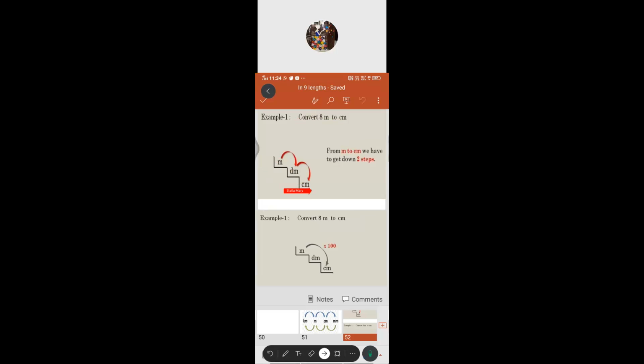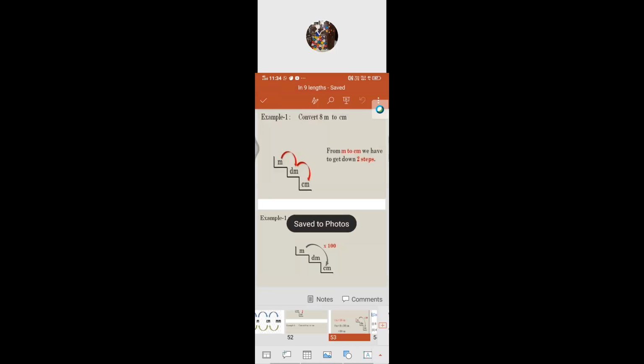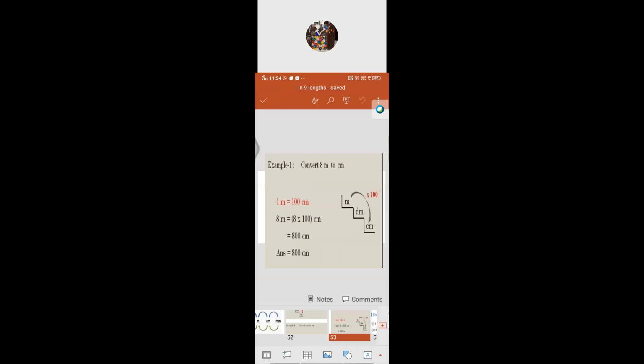From meter to centimeter, we multiply by 100, because we know that 1 meter is equal to 100 centimeters. So what is given? Convert 8 meters to centimeters. You should not forget this formula: 1 meter is equal to 100 centimeters. That should be standard forever, not only here. Whenever you are converting, you have to follow the same formula.